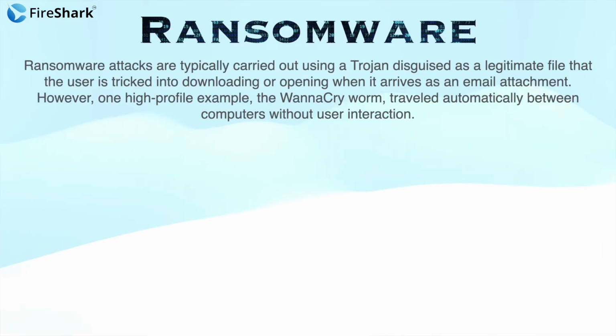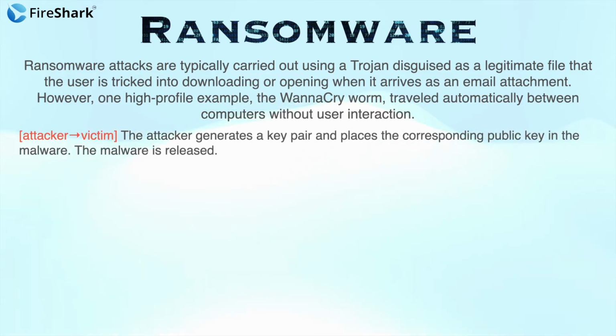Ransomware attacks are typically carried out using a Trojan disguised as a legitimate file that the user is tricked into downloading or opening when it arrives as an email attachment. However, one high profile example, the WannaCry worm, traveled automatically between computers without user interaction.